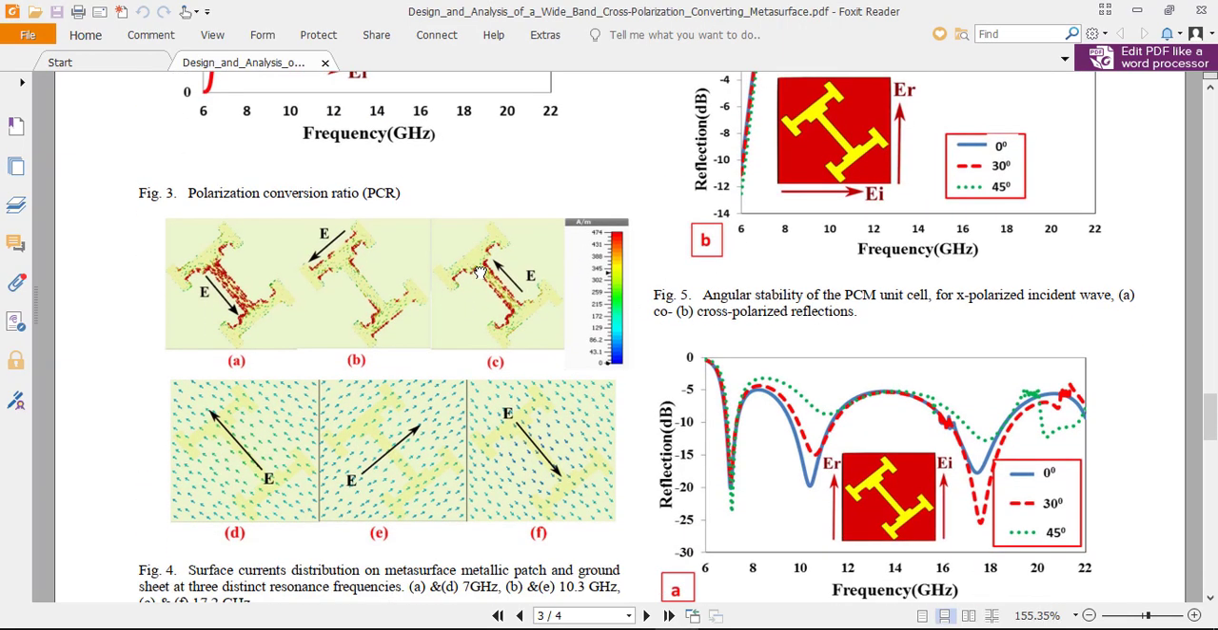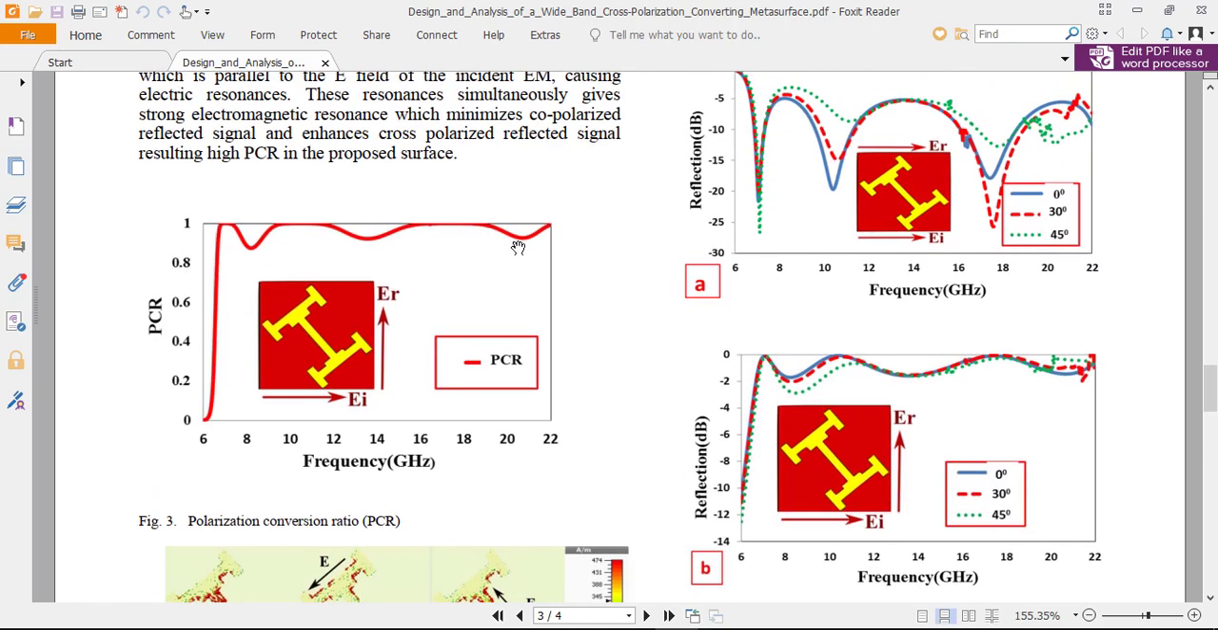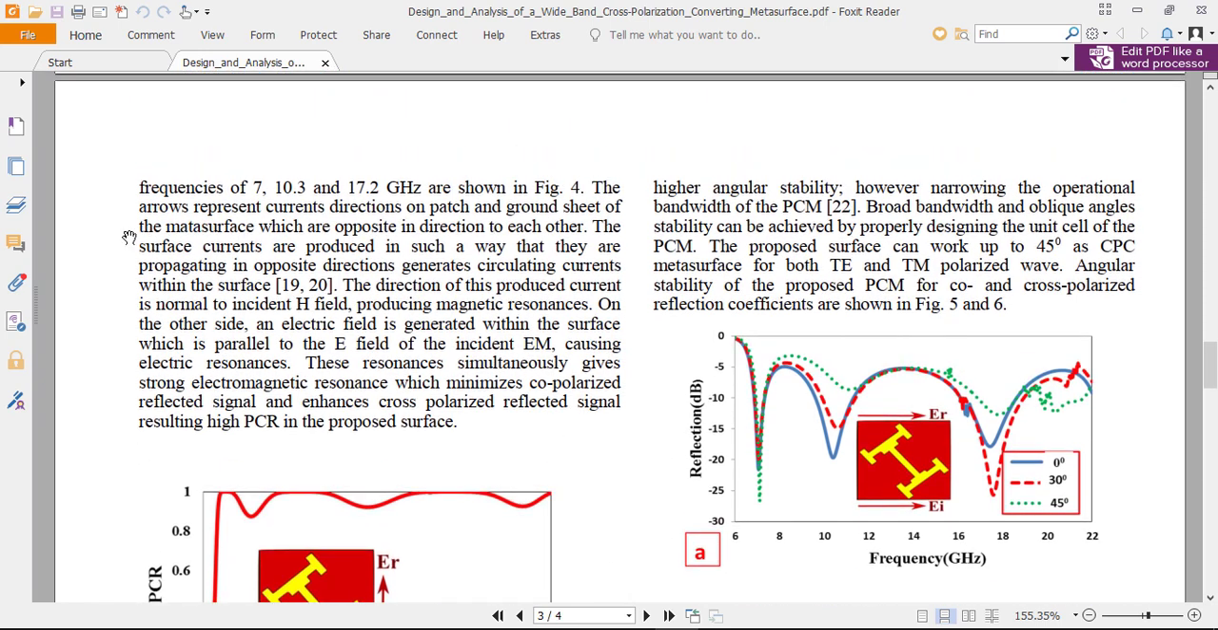You can see from the paper the surface current distribution on the metasurface metallic face and the ground. If the current distributions on the ground and the metallic face are opposite to each other at a particular frequency, then at that frequency there will be a polarization conversion. You can read these lines: the arrows represent current direction on the face, the ground and sheet of the metal surface, which are in opposite direction to each other.